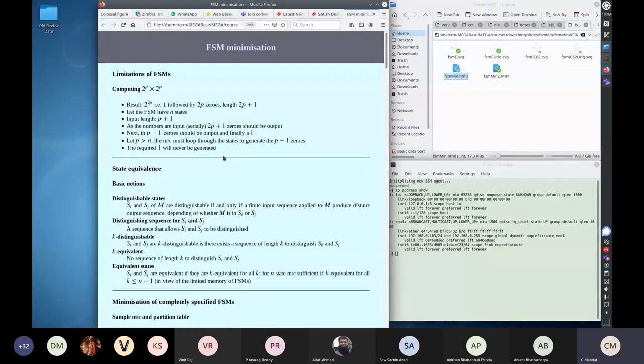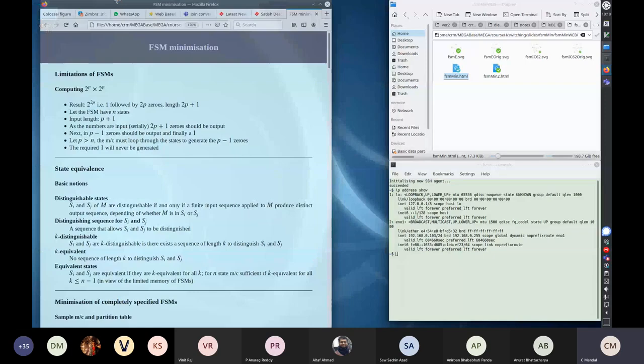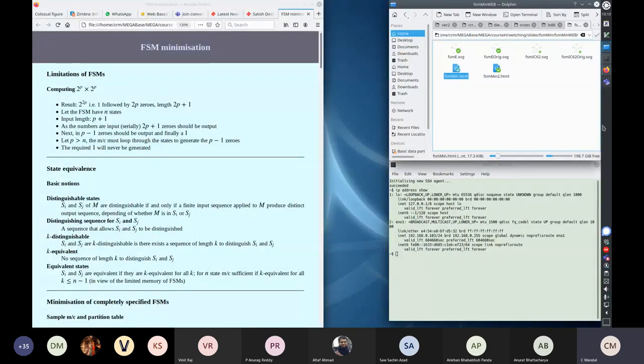Okay. So you have already seen how you can design finite state machines. So now the next aspect is how we can minimize those machines. Now before we go into that, let us just consider a few other aspects.